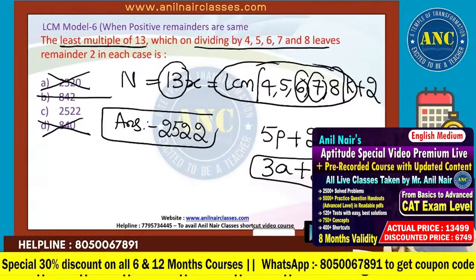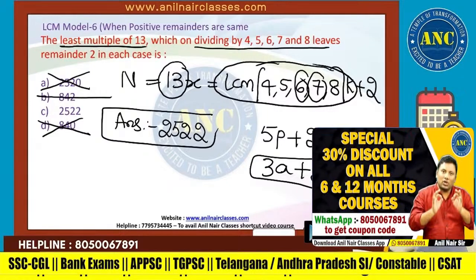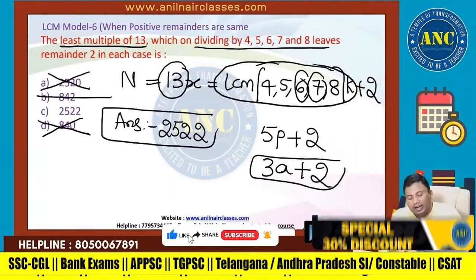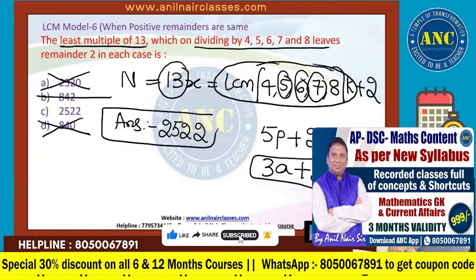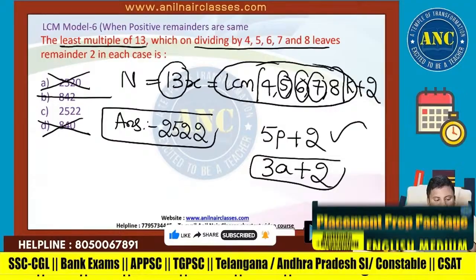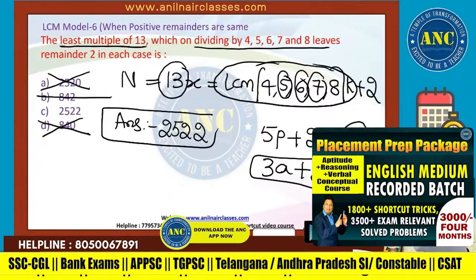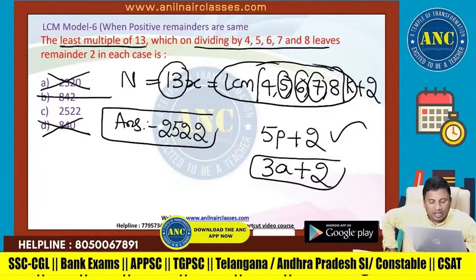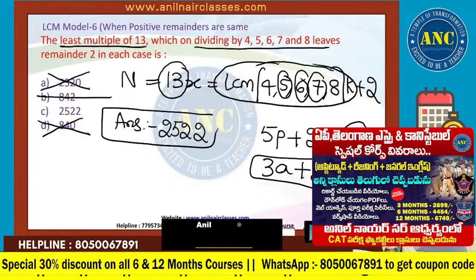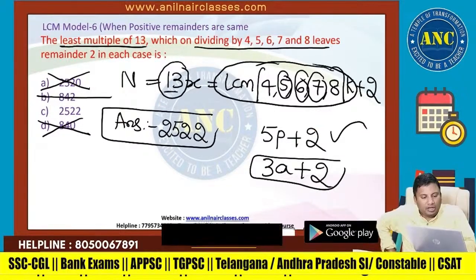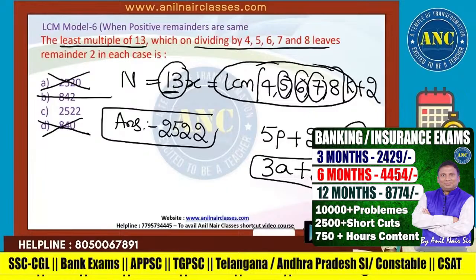First, identify the basic elimination approach. LCM of 4, 5, 6, 7 and 8. It is divisible by 5, so 5 into something plus 2. Ending with 0 means it is divisible by 20. Option A out, option D out. Then when you divide by 7, I got more options. Then do it with 13.